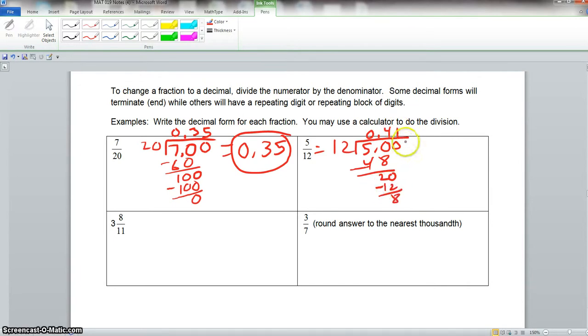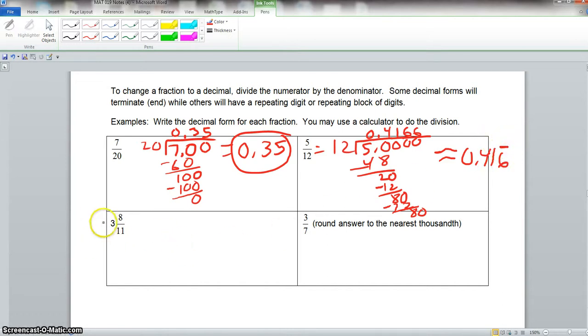We have 8 remaining. Add a 0 here. 12 goes into 80 6 times. 6 times 12 is 72. And we have 8. Let's add a 0 here. 12 goes into 80 6 times, so we're going to keep getting 6s. So our final answer, using an approximation symbol here, would be 0.416 with a repeating decimal bar over the 6.